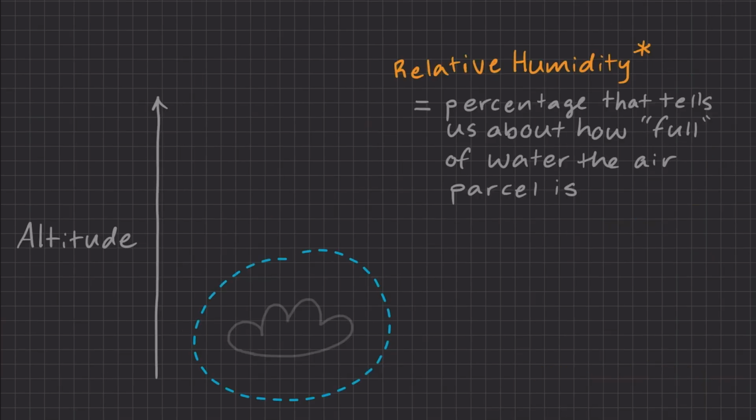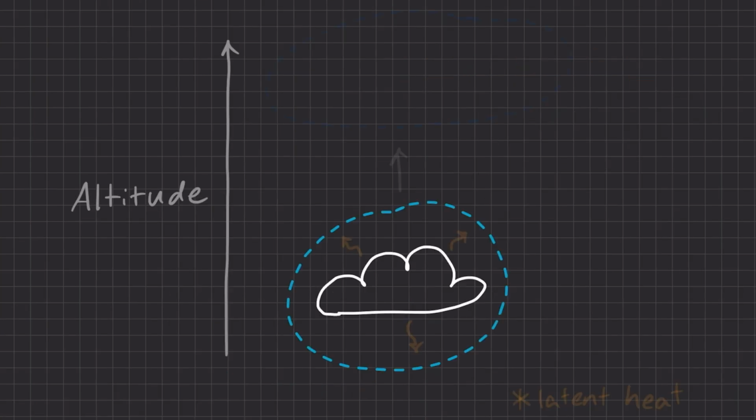Once the air parcel cools enough, it will approach saturation, where relative humidity is 100%, meaning it can't hold more water vapor. Past this point, the water vapor in the air parcel will condense and a cloud will form. The condensation that occurs releases a different kind of heat called latent heat into the air parcel, which heats the air parcel and allows it to continue to rise.